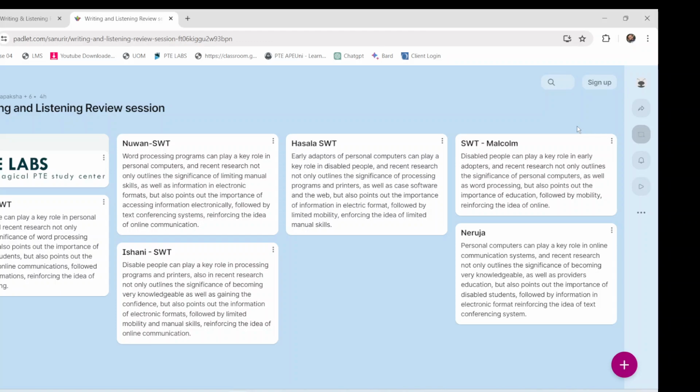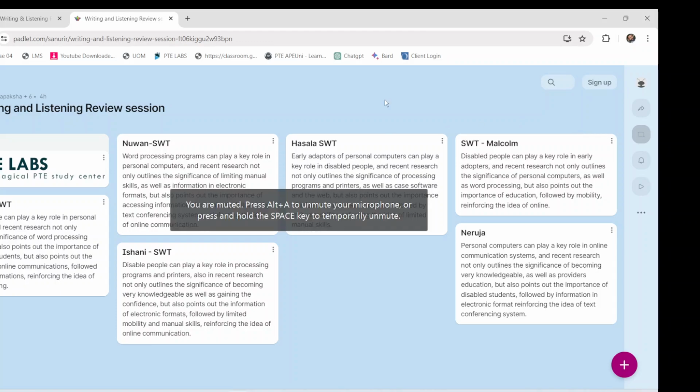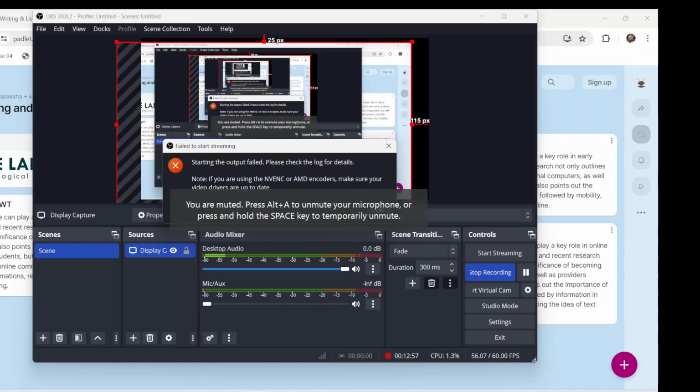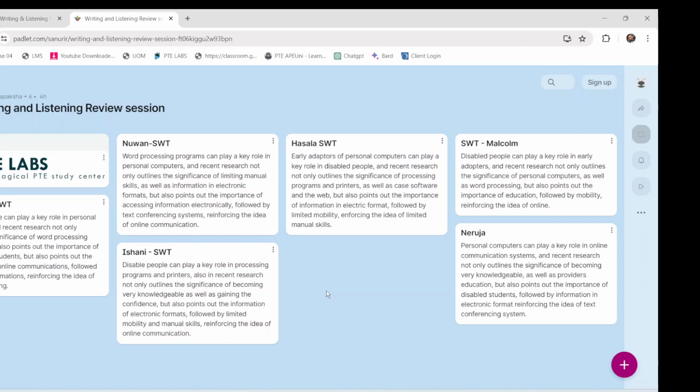Disabled people can play a key role in early adopters, and recent research not only outlines the significance of personal computers, as well as word processing. It also points out the importance of education. That's one word, Malcolm. See here. Malcolm, can you hear me? Yes, sir.